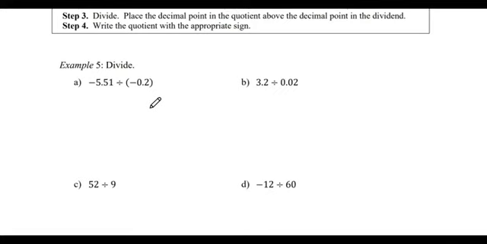So the first one, part A, you have negative 5.51 divided by negative 0.2. So negative divided by negative is going to be positive. So the first step is determine the sign of your answer. The answer is going to be positive. The second step is take a look at your 0.2. So you have 5.51 divided by 0.2. So I need to make this 0.2 a whole number. So I'm going to take the decimal point and I'm going to move it once.